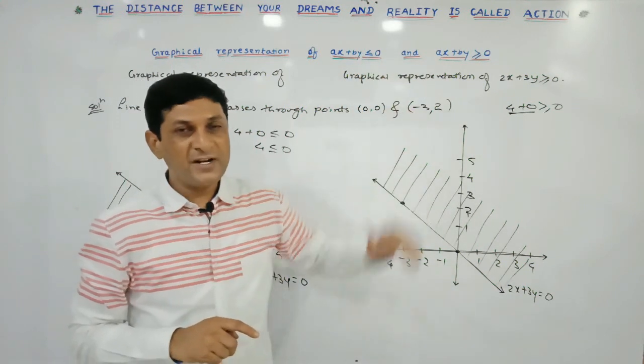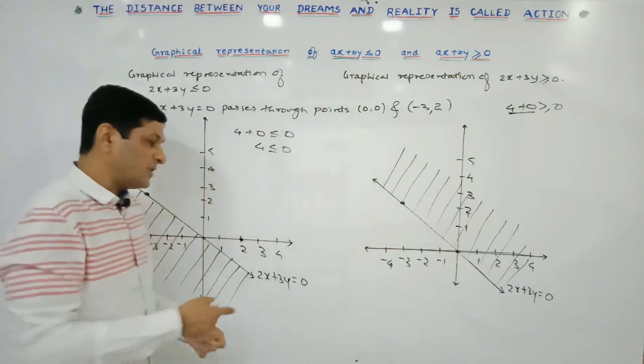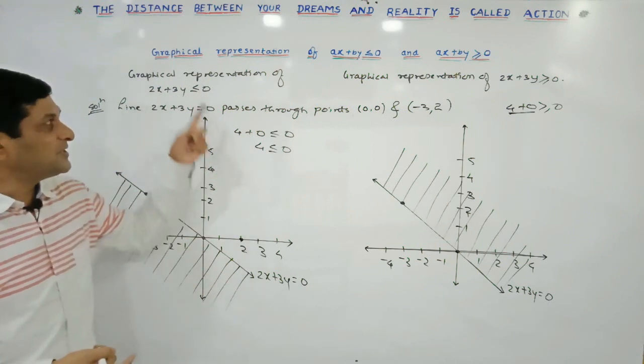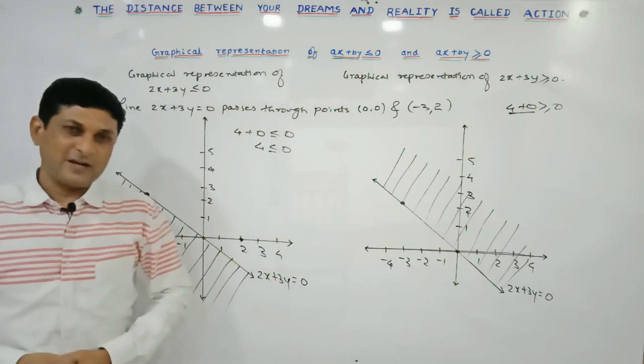How to find the coordinates of another point on the line? Once the coordinates of 2 points on the line are known to us, draw a line, and later, using this inequality symbol, check which half plane will be our required solution.